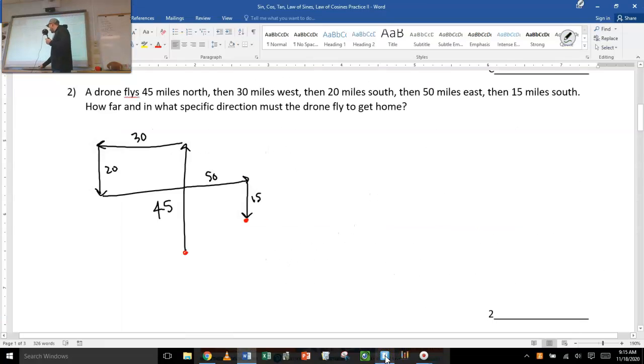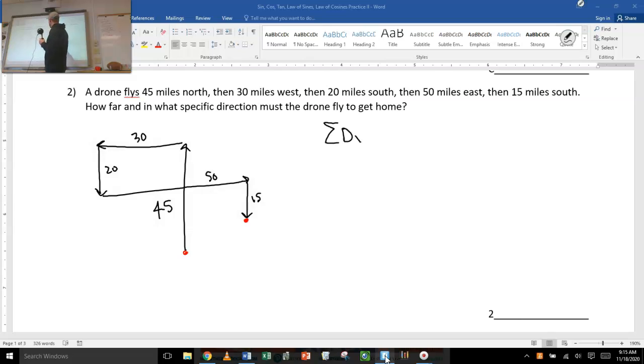So I'm going to use a little fancy notation. I'm going to add up all the displacements in the x direction. So in the x direction, again, I'm going to say that up is positive and to the right is positive when I do all of this. In the x direction, I've got a positive 50 right here. And I've got a negative 30 right there. So that's going to equal positive 20.